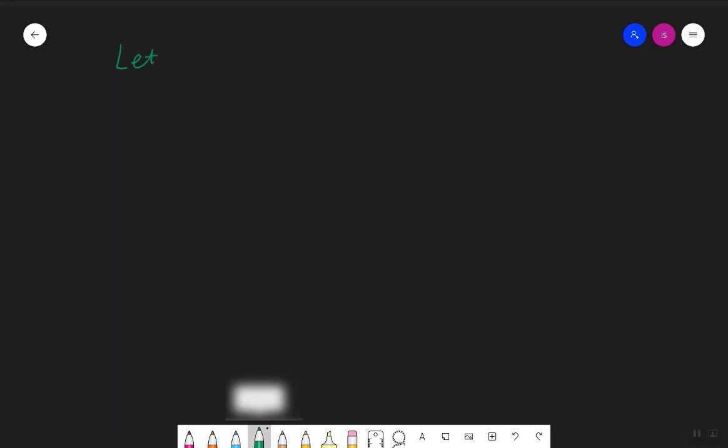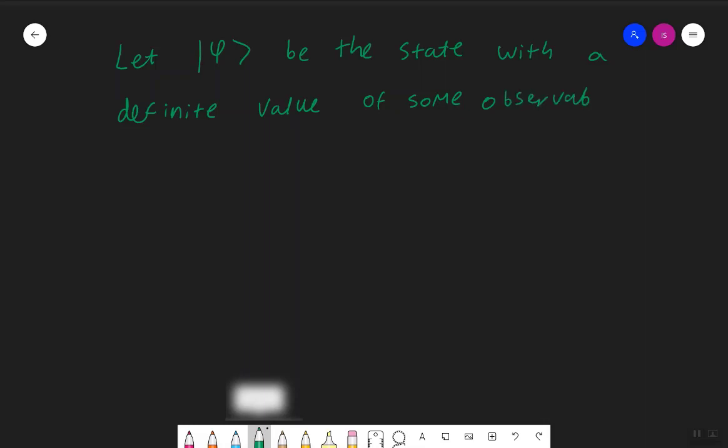So let phi, this is going to be a state, the Greek letter phi, be the state with a definite value of some observable. We'll call the observable capital Q. So it has a state with a definite value of some observable Q being little q. Okay, so the observable is Q. It has a definite value little q.